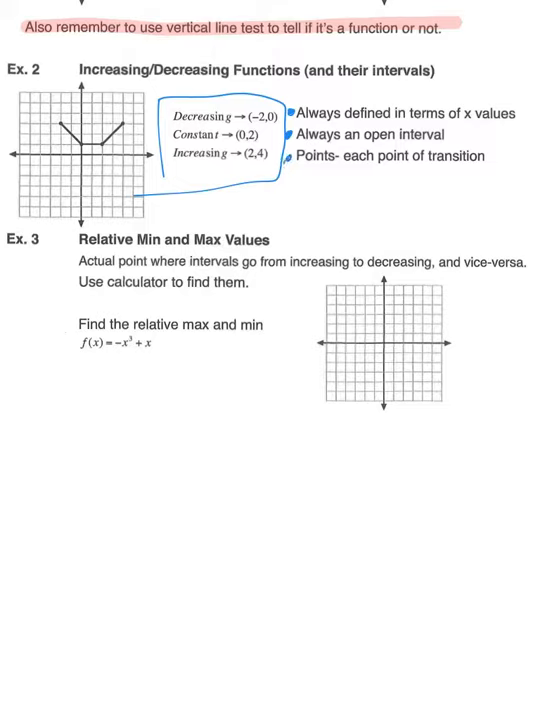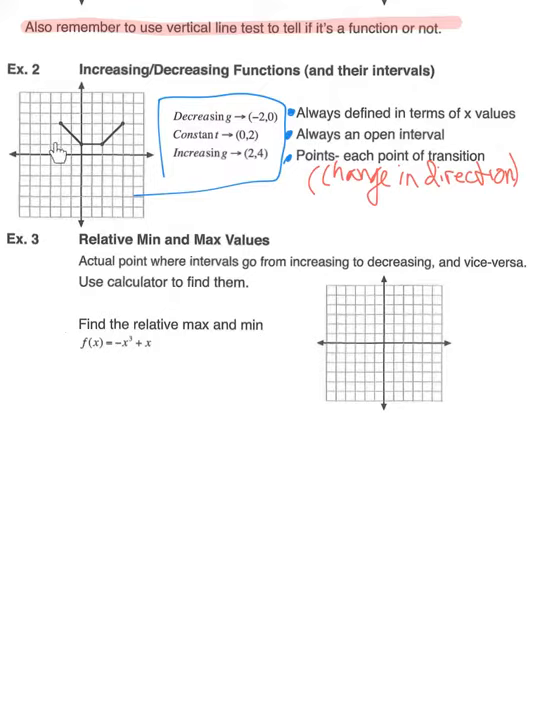So what does all this mean? Increasing and decreasing is always defined in terms of x values. So I'm going to look at this graph and determine where my increasing and decreasing parts of my graph are based upon what x is doing.